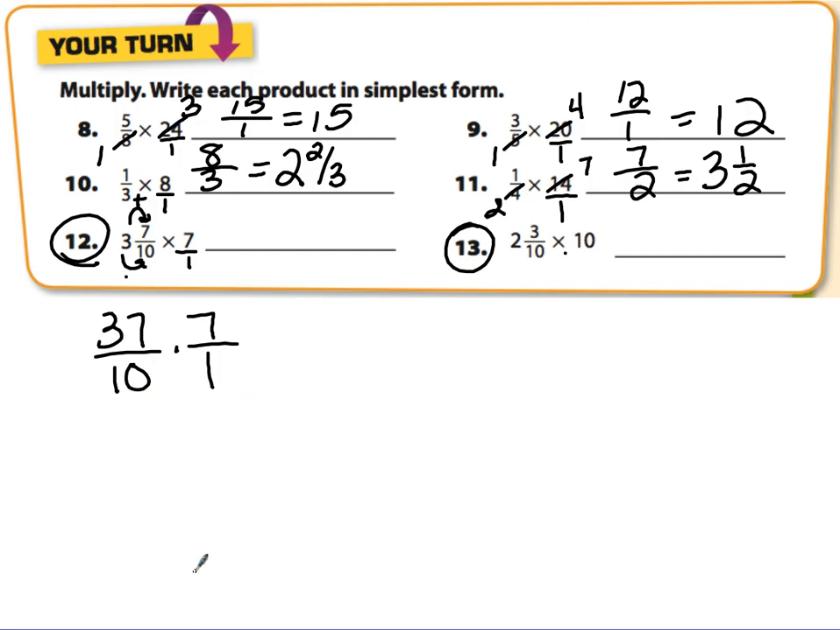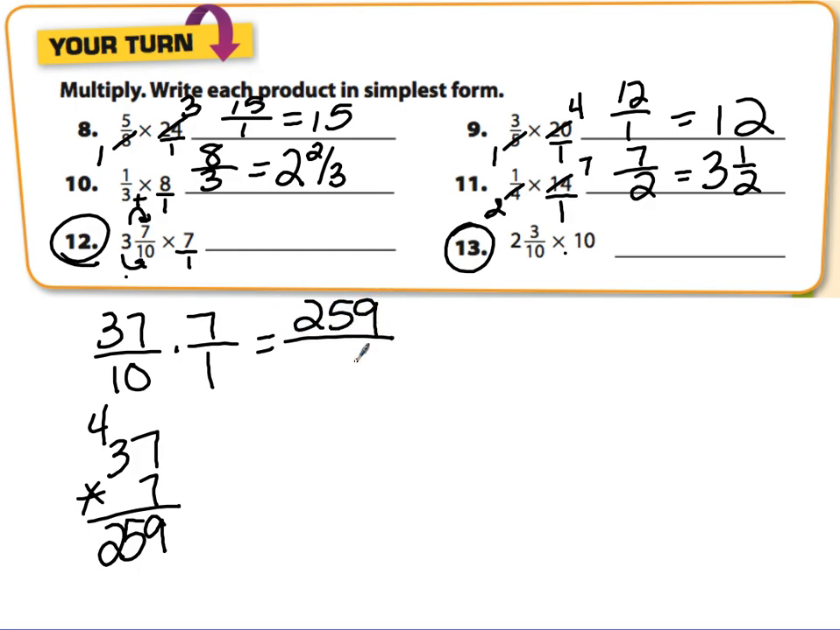So here I'm going to go ahead and I have to multiply because I have no cross simplification. So 37 times 7. 7 times 7 is 49, carry the 4. 3 times 7 is 21, plus 4 is 25. So I have 259 over 10. So now I have to figure out how many times does 10 go into 259. So I'm actually using long division.